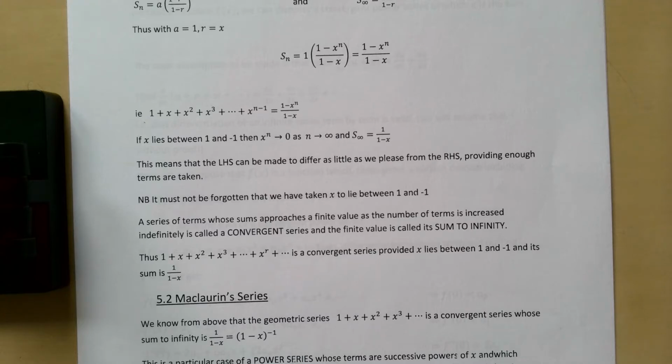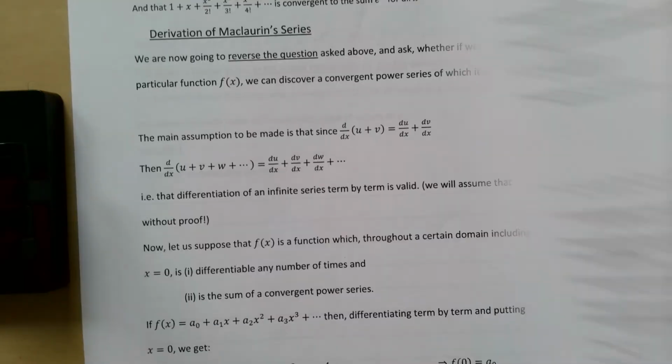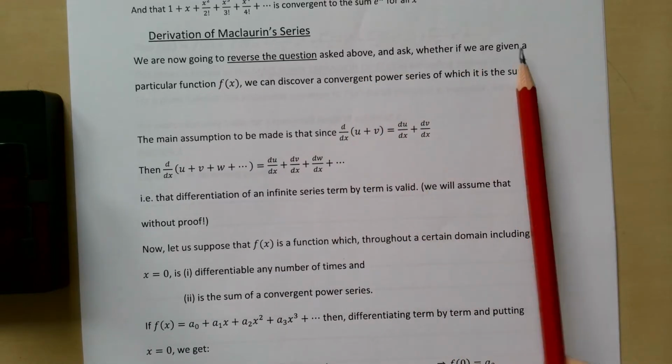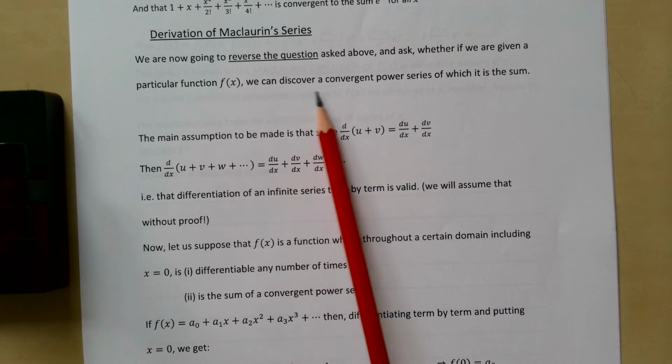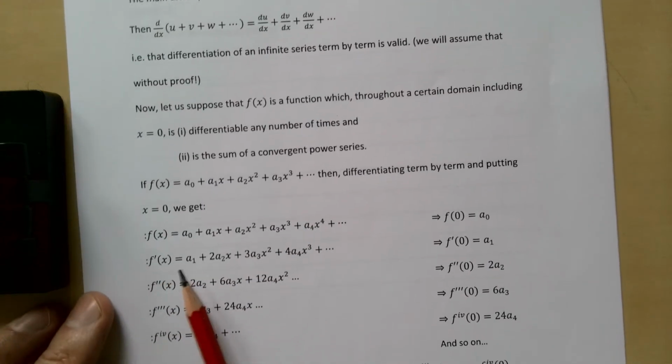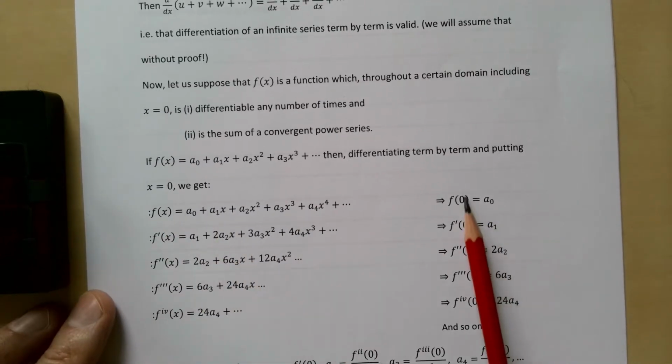Maclaurin effectively reverses the question. We're now going to reverse the question asked above and ask whether, if given a particular function f of x, we can discover a convergent power series of which it is the sum. We need to be able to differentiate it any number of times, and if we start to work our way through this, then we can use this formula here and work it out.